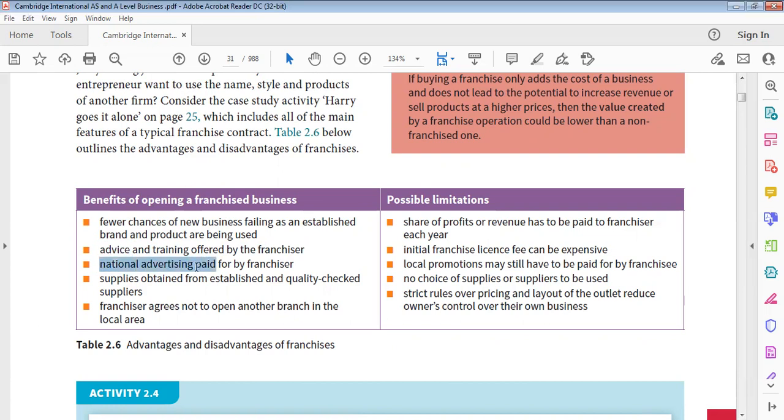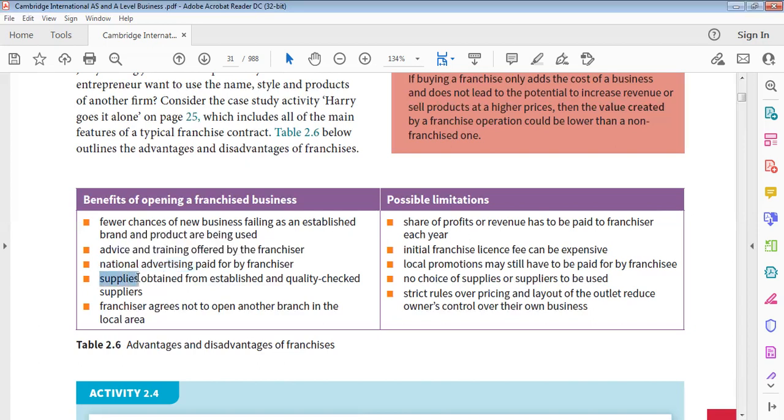National advertising paid for by the franchisor. Maybe you don't have to pay for the advertisement because America will take care of it. McDonald's USA will take care of that. Maybe they will make some ad and post it on YouTube or on the television or newspaper. So in that way, you don't have to worry about advertisement costs.